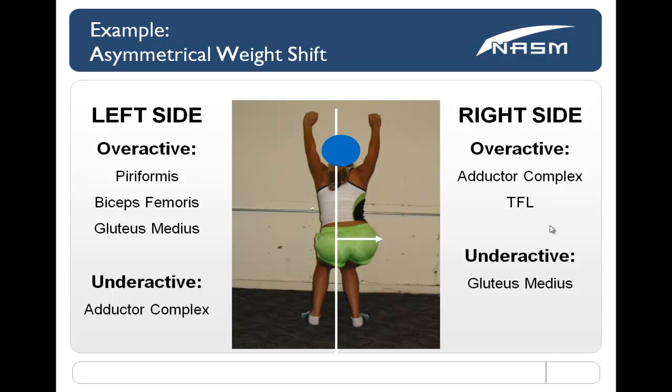We almost have some abduction on that left femur. What muscles can abduct the femur? The piriformis, the biceps femoris, specifically the long head, and the glute medius, particularly those anterior fibers of glute medius. You could throw glute minimus in there as well. You could also look at the TFL being overactive, causing some abduction of that left femur.